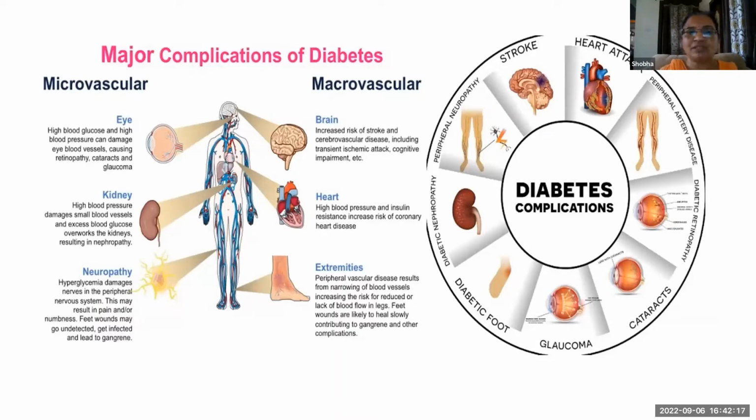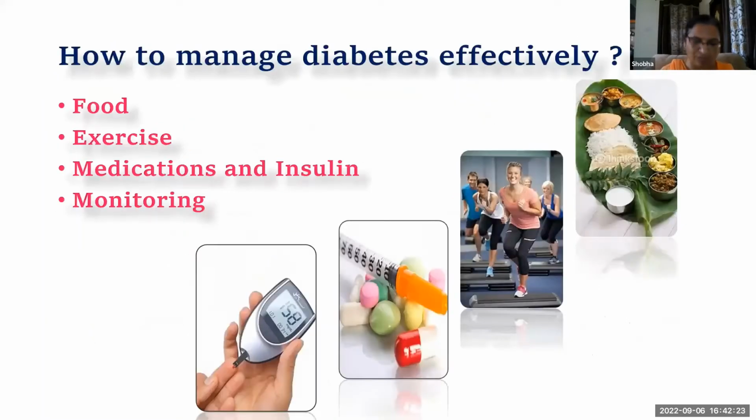So what we see is there are macro and micro complications. We'll not deal with these complications for now. I'm just going to help you out with diabetes management, how effectively we can do it. So there are 4 areas which you need to concentrate on. One is the food, the other is medication, exercise, insulin, and monitoring.